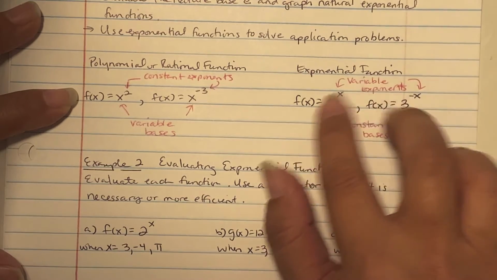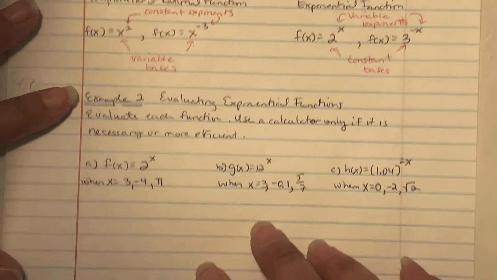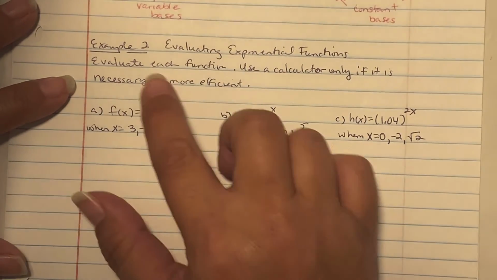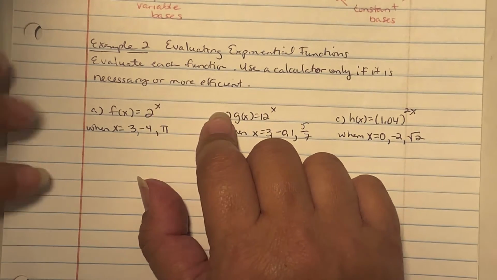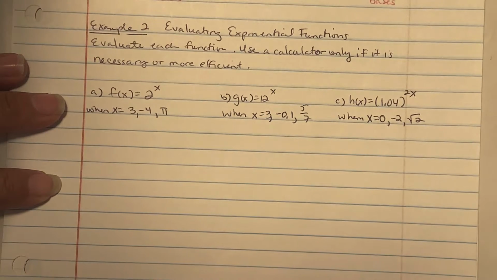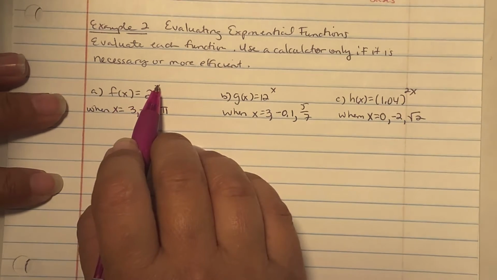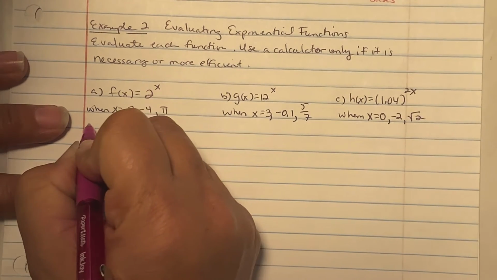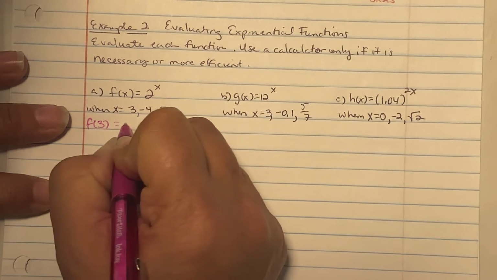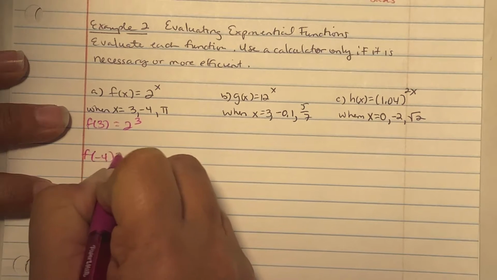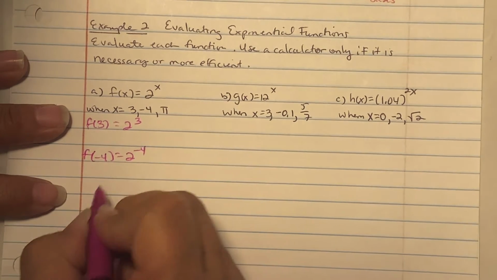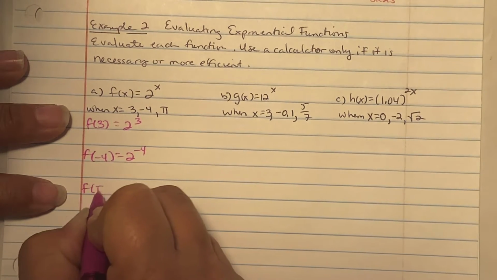So in example 2, it says, evaluate each function, use a calculator only if it is necessary or more efficient. When we look at this problem, it says f of x equal to 2 to the x. So they want us to do f of 3, which is 2 to the third. F of negative 4, so it's 2 to the negative 4th. And f of pi, so 2 to the pi.